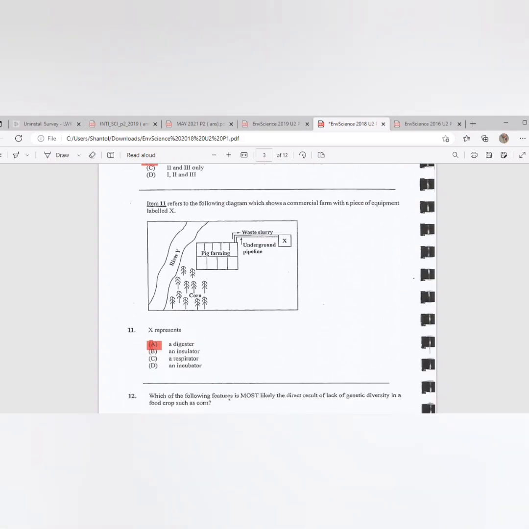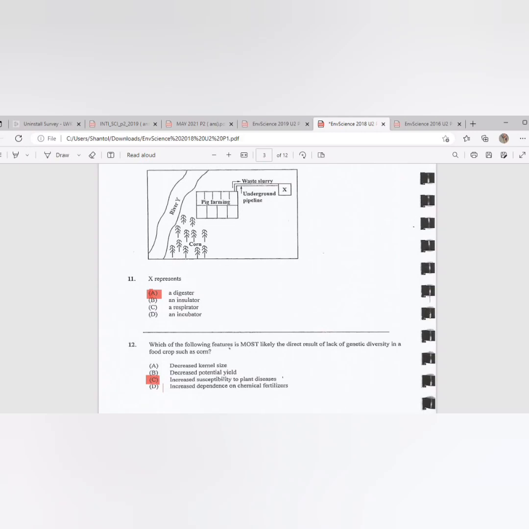11. Refer to the following diagram which shows a commercial farm with a piece of equipment labeled X. X represents A. A digester. 12. Which of the following features is most likely the direct result of lack of genetic diversity in a food crop such as corn? The answer is C. Increased susceptibility to plant diseases.